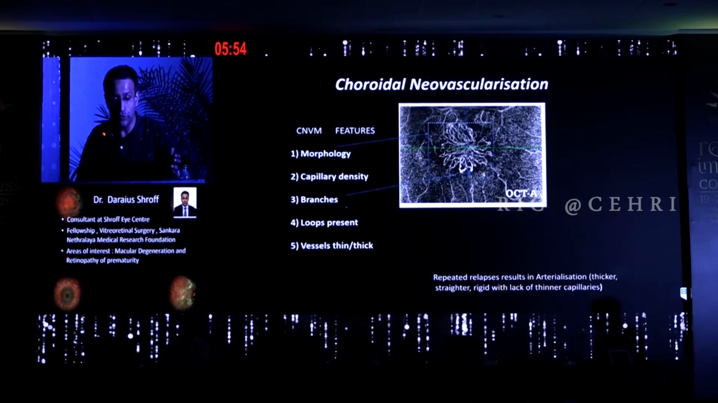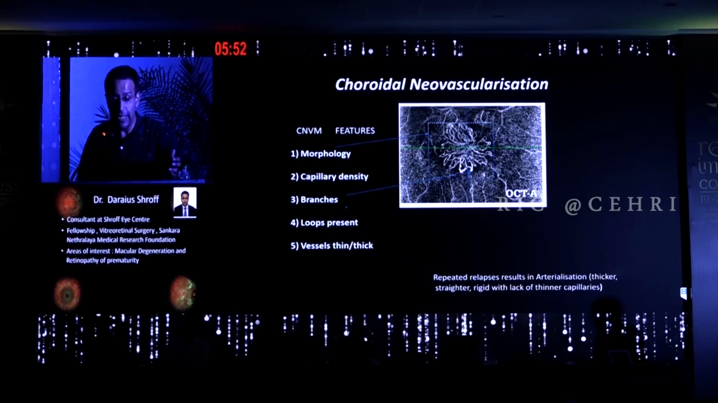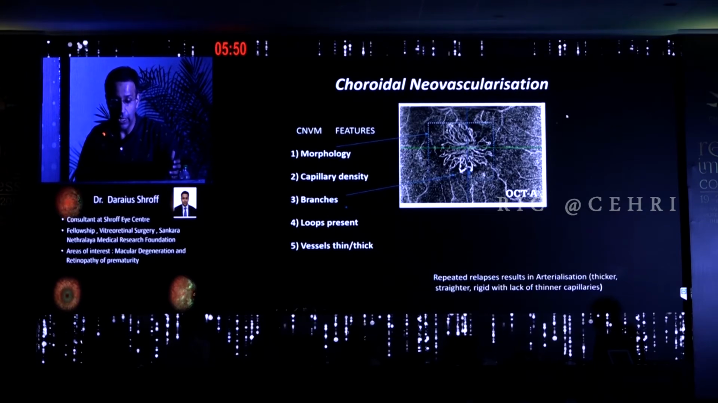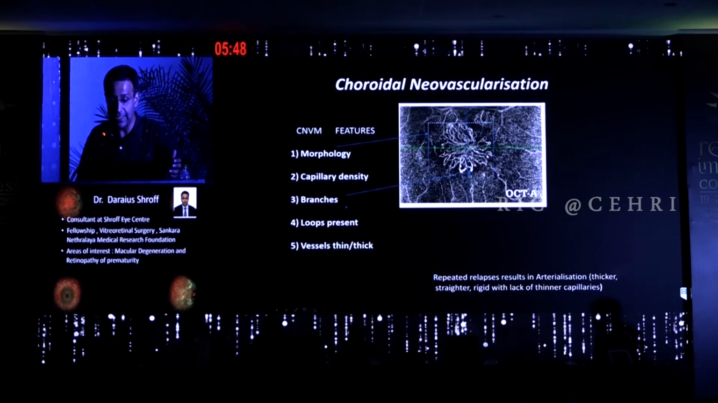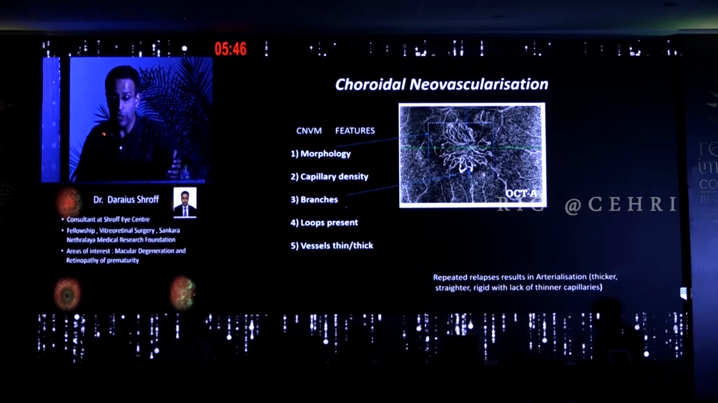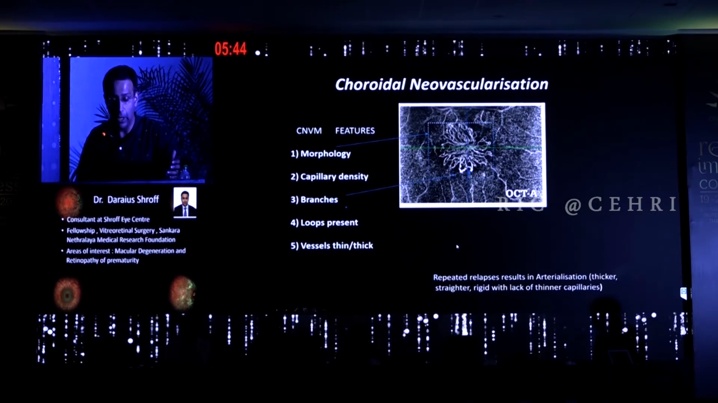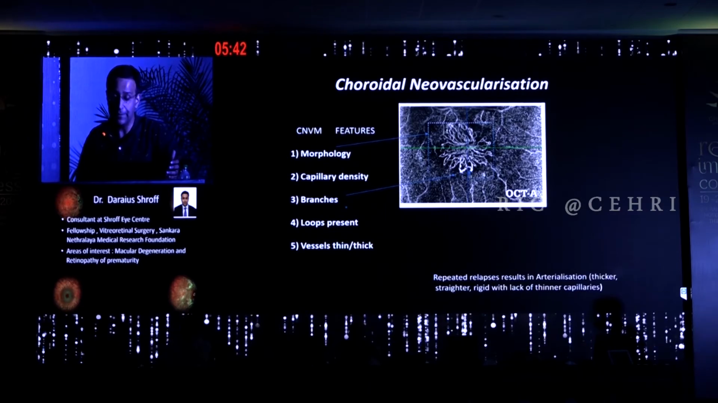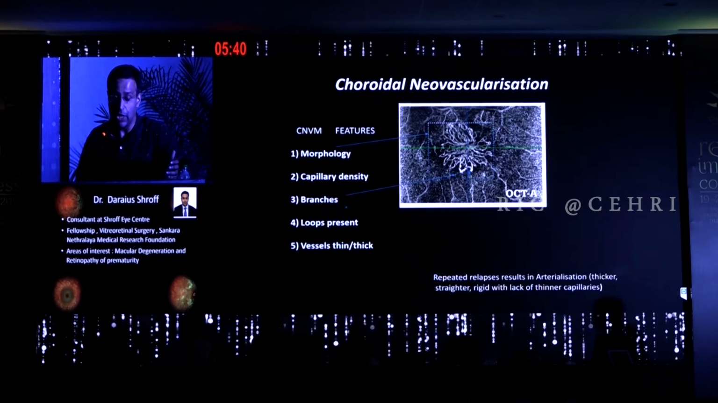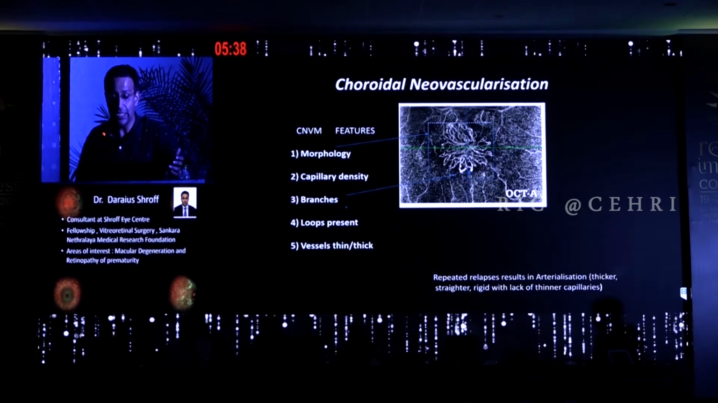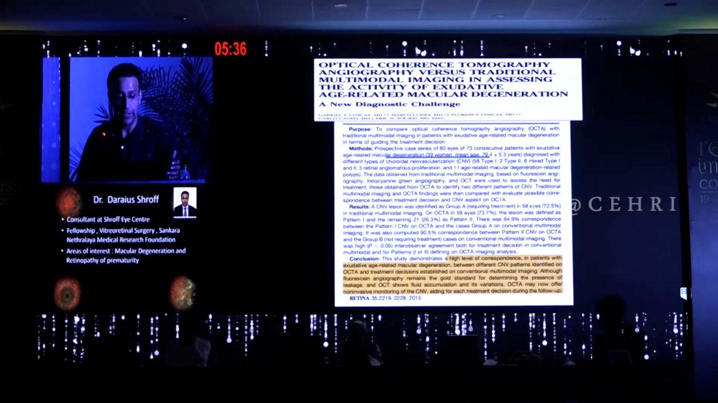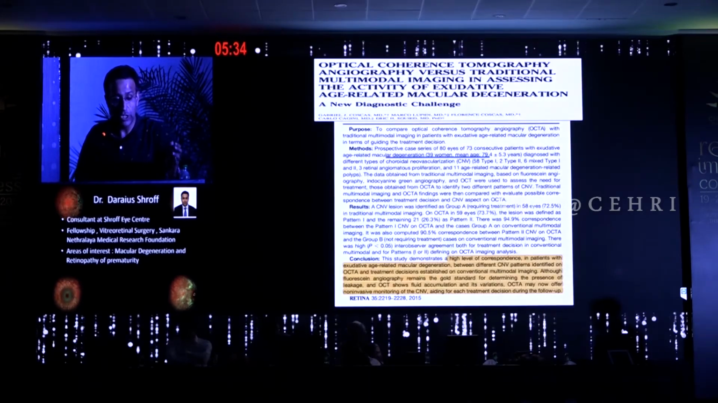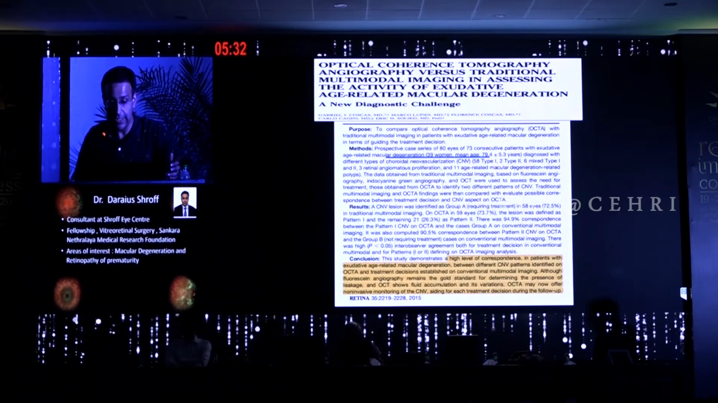So this is one of the lesions. You can see first you look for the morphology, the capillary density, look for the branching, look for loops, and see if the vessels are thin or thick. And of course, Dr. Spaide has described beautifully how the repeat relapses cause arterialization, where you get thicker vessels as you keep on going with the treatment. So this was the article by Koskas, which I've already described.